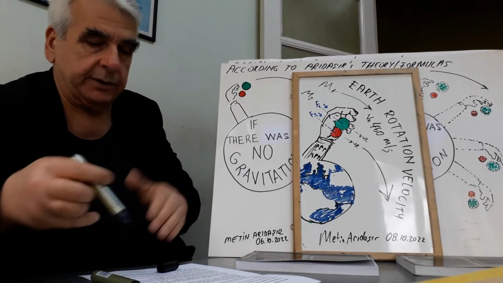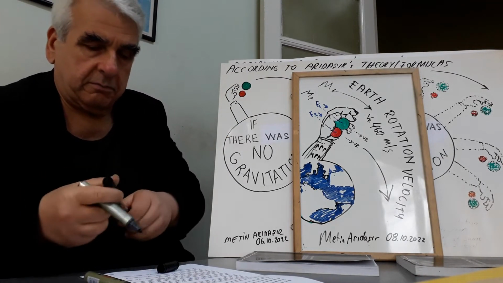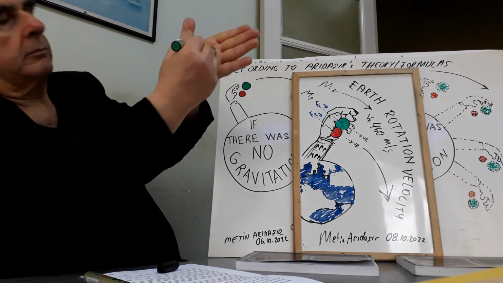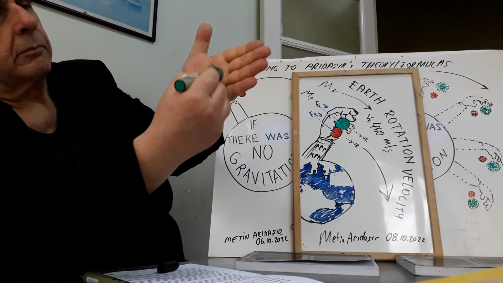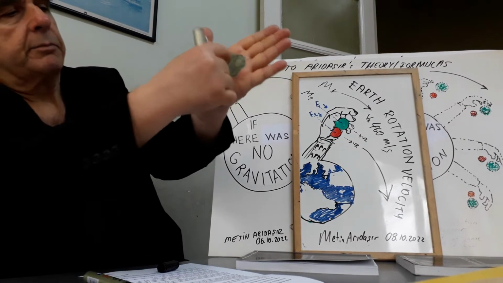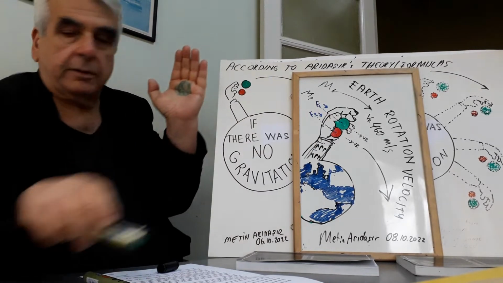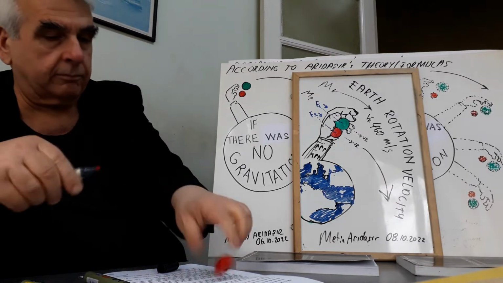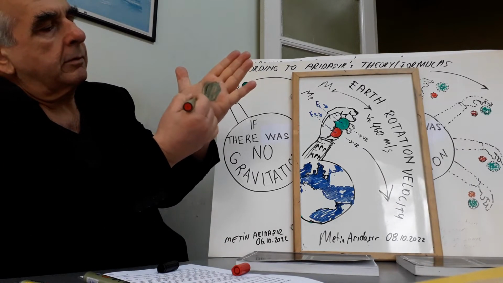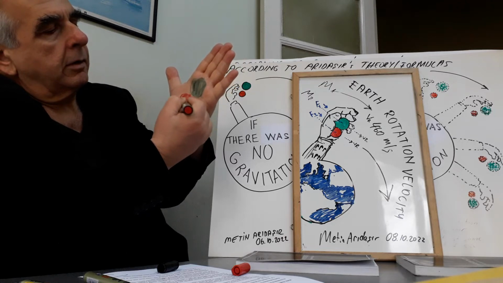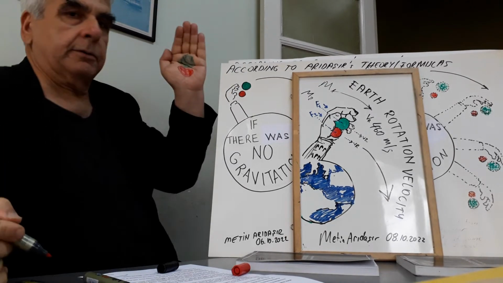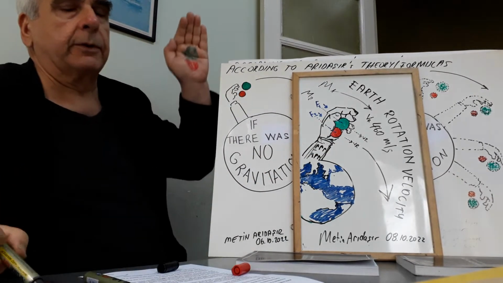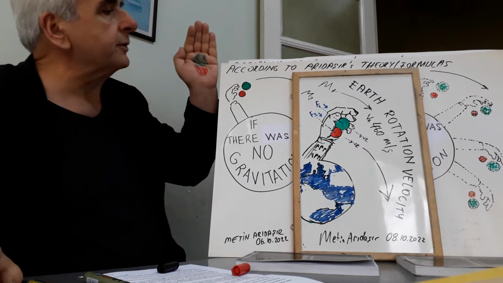Where is green? Here. The bigger mass is in my hand, like this. Then the smaller one here. We are rotating together with the Earth, as part of the Earth, at 460 meters per second, okay?